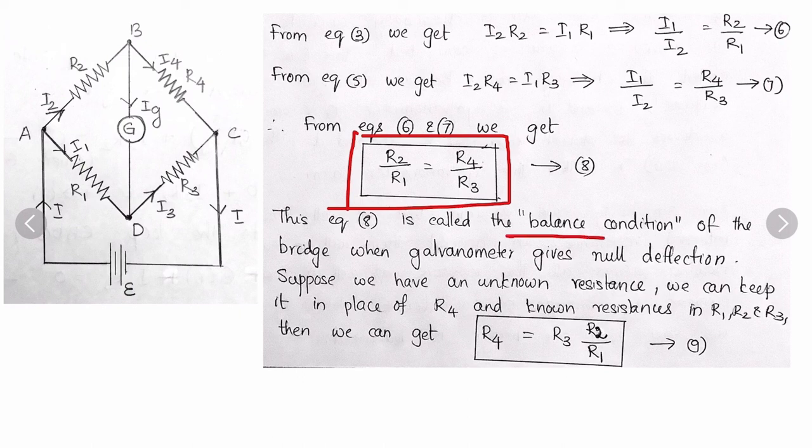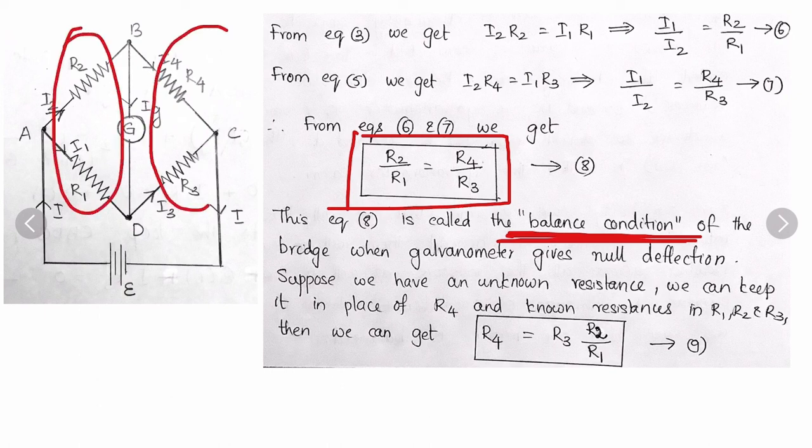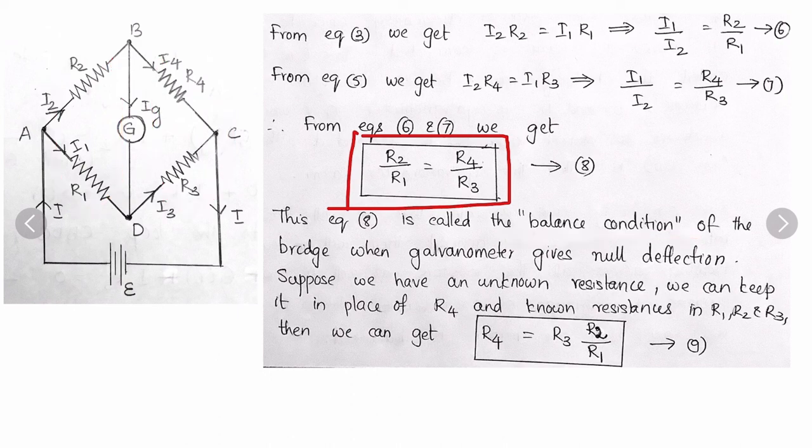This is called the balancing condition of the Wheatstone Bridge. R2 by R1 is equal to R4 by R3. When this balancing condition happens, the current through the galvanometer Ig becomes 0. This is called the balance condition.